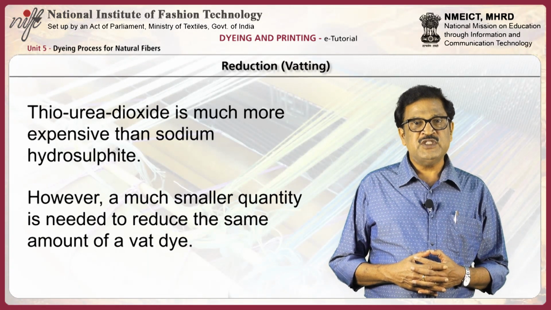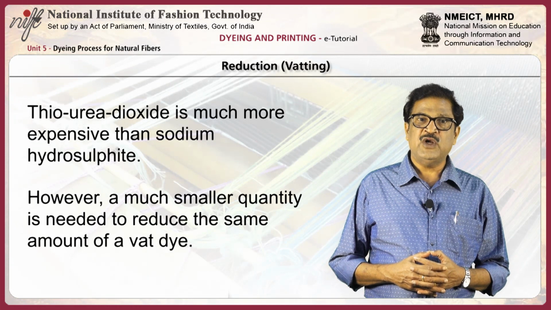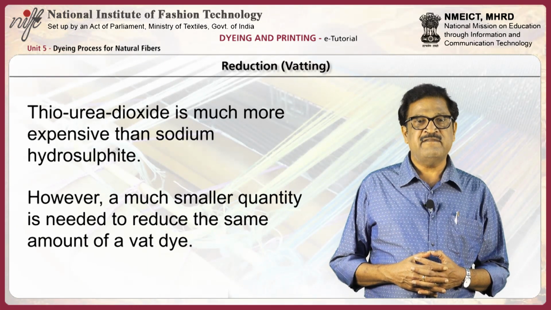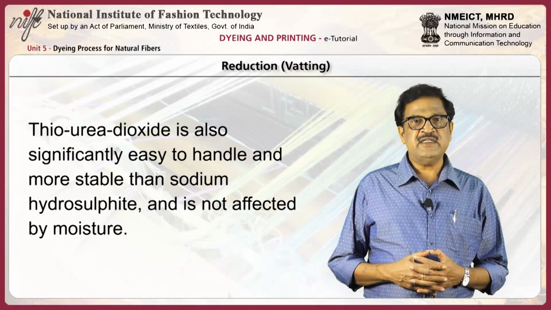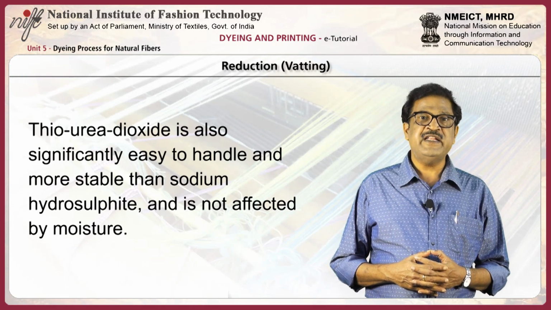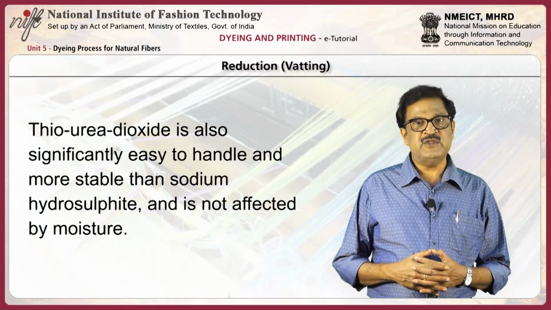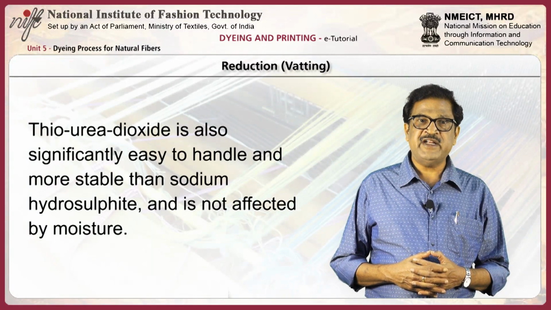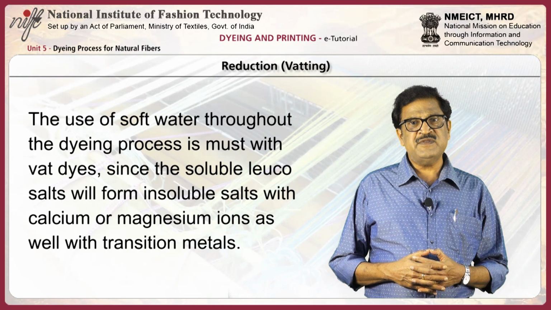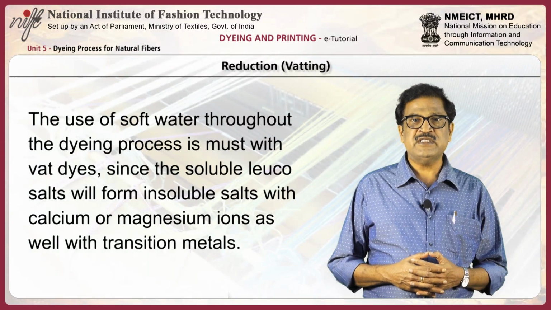However, a much smaller quantity is needed to reduce the same amount of VAT dye. Thiourea dioxide is also significantly easier to handle and more stable than sodium hydrosulfide, and it is not affected by moisture. The use of soft water throughout the dyeing process is a must with VAT dyes.